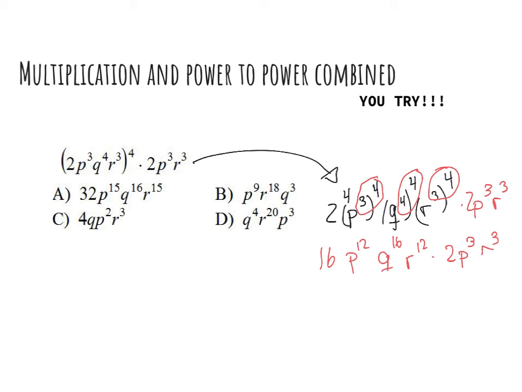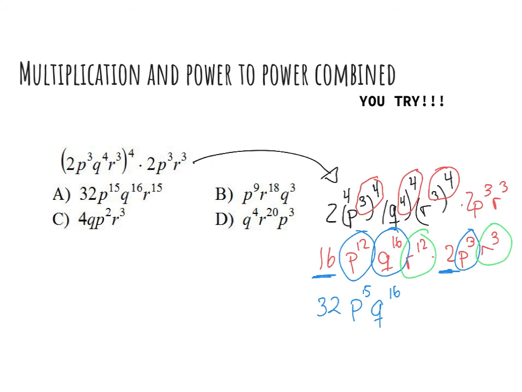And then our numbers go together. So 16 times 2 is 32. Then we have P. So we have same base, so we can add exponents. So 12 plus 3 is 15. There's only one Q, so we keep that because I'm doing an ABC order. And then we're going to do R. There are two R's, same base, so add exponents.